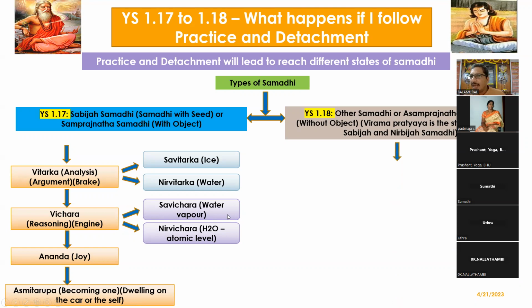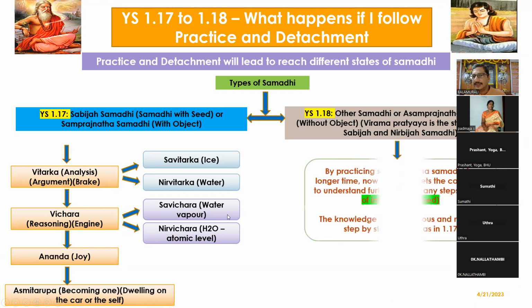Now, right side is what? Asampragnata Samadhi. Here, the understanding happens by intuition. We will see that separately. Here, no object. In the case of ice, water, water vapor, and atom, you have some physical thing, right? The atoms are not visible. Is it physical or non-physical? See, ice is physical. Water is physical. Water vapor is physical or non-physical? Can you tell me?